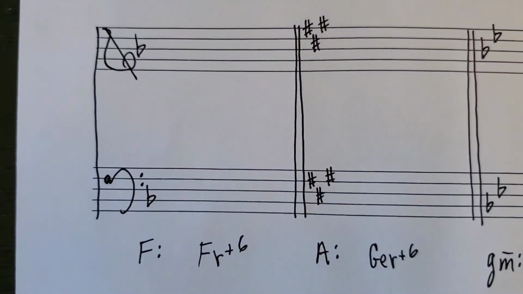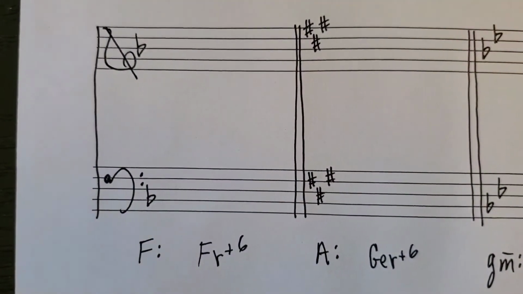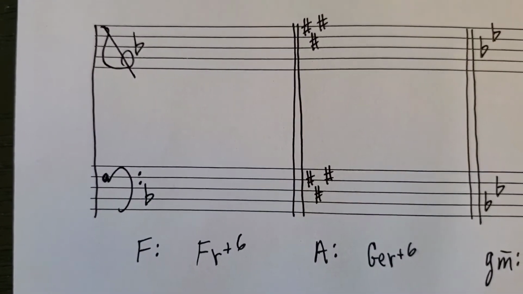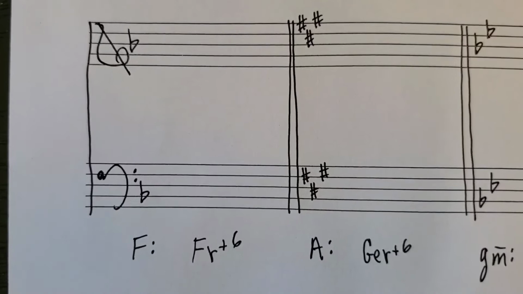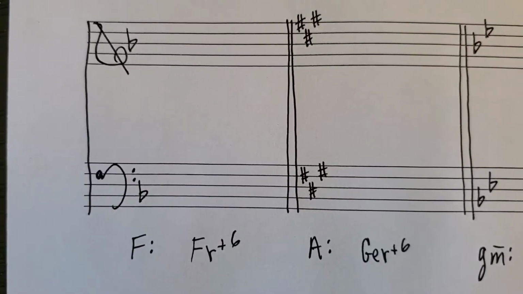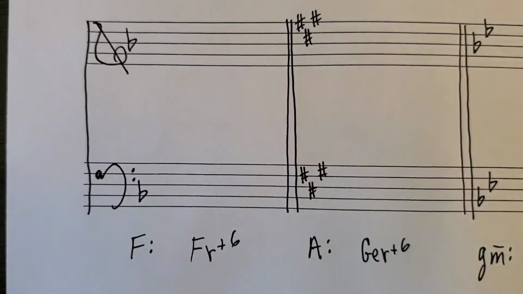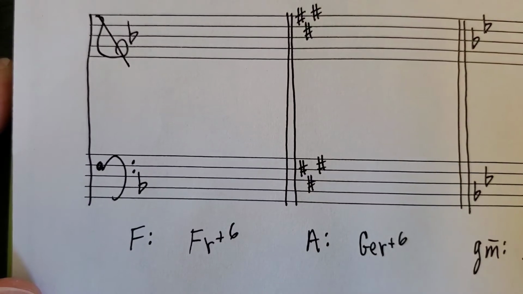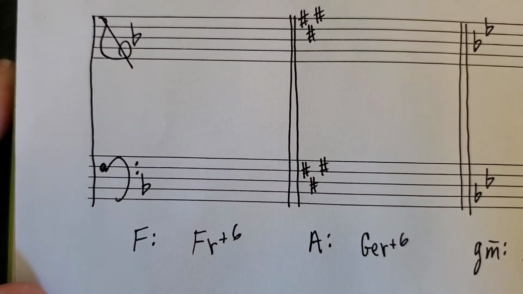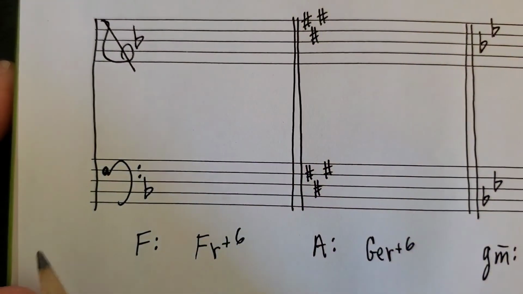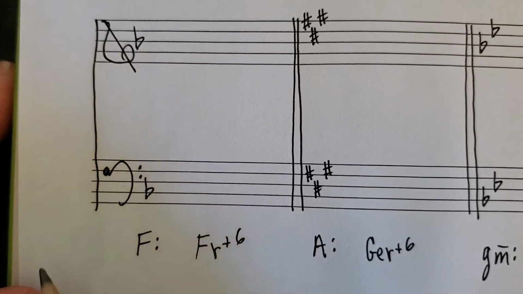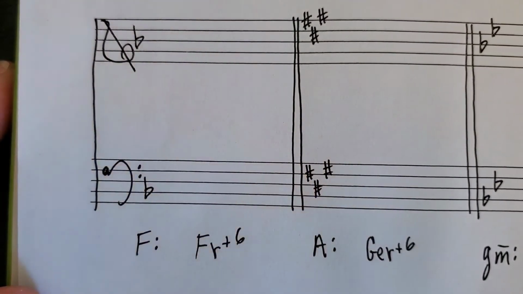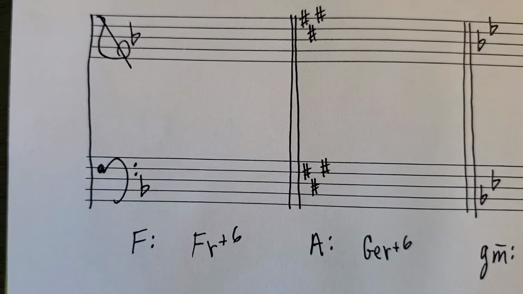More practice spelling augmented sixth chords. This time I'm going to spell them in a four-part voice leading spacing, and I'm also going to spell just one in each key. So the first one here is in F major, and I'm going to spell the French chord for you. A lot of times what I like to do is think about it on the side as an up and down chord, and then later put it into the music. The voice leading I'll be showing you in the second video.